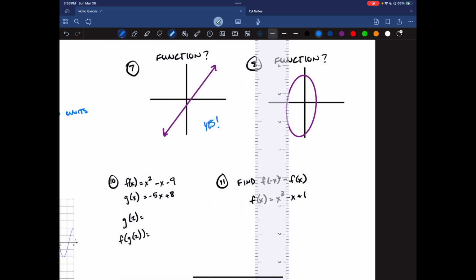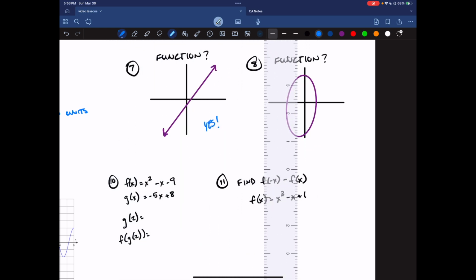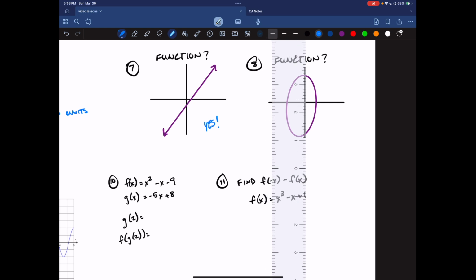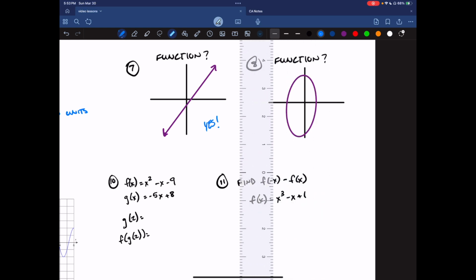Over here, do I hit a gap? No. But do I hit 2 x's at the same time? I do. Does my pencil or my ruler hit 2 things at the same time? It does. So this is not a function. Okay.